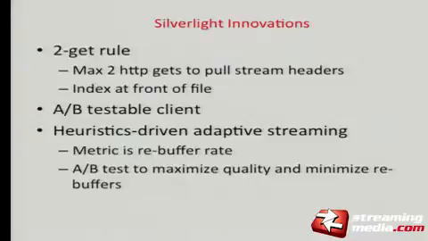We implemented what we call the two-get rule. And that is that for all of our adaptive streaming clients, we want to play back as quick as possible. So we have a rule that you should be able to start playback or get the information for a stream in a maximum of 2 HTTP gets. In order to do this, we put an index at the front of the file. We also had the A/B testable client as an innovation, and heuristics-driven adaptive streaming we introduced in Silverlight.